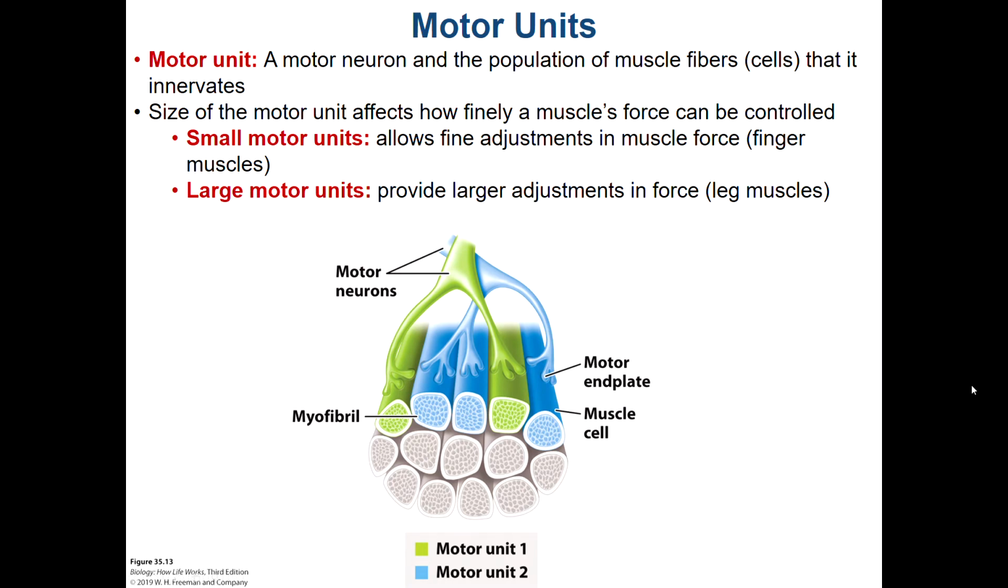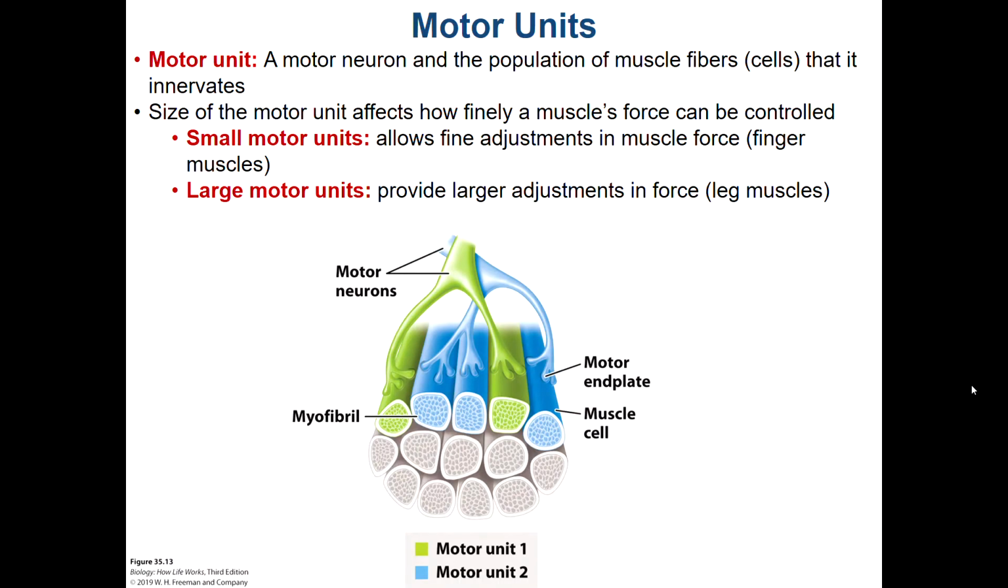The size of the motor unit affects how finely a muscle's force can be controlled. So a motor unit can include relatively few to several hundred muscle fibers. Small motor units allow fine adjustments in muscle force. A good example of a place in our body where we have small motor units is our finger muscles, where we can do very fine scale things with our fingers, such as play a piano.